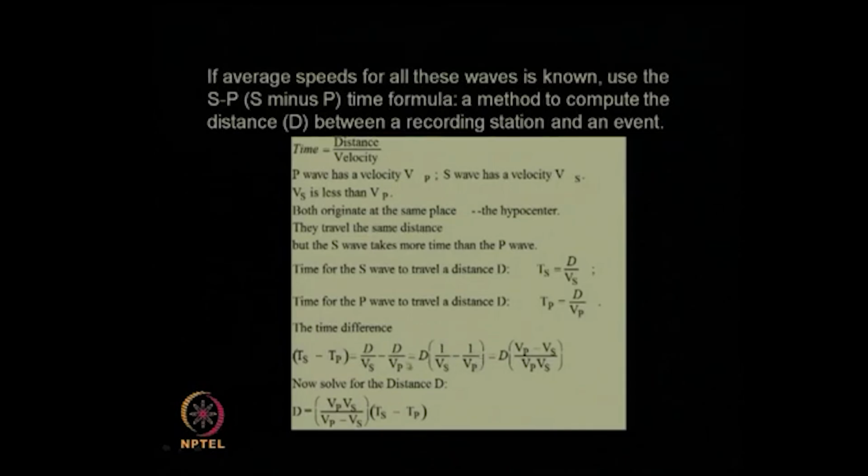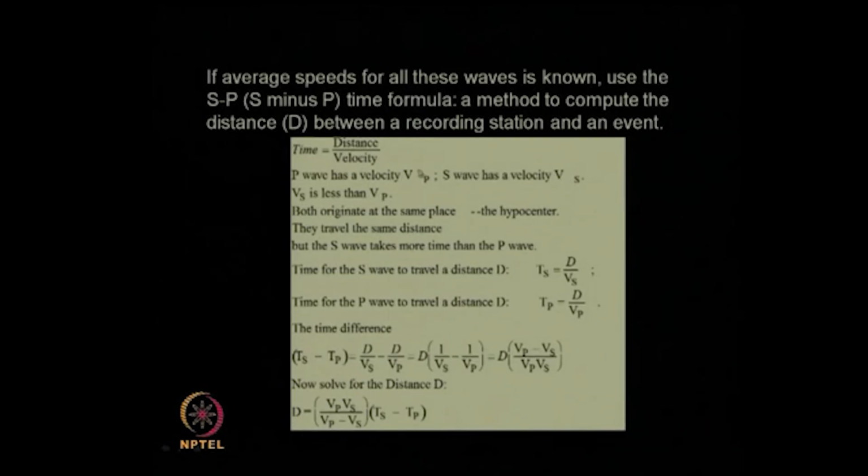Now, if we solve for this d, so that the distance d can be calculated, after solving, d equals Vp Vs by Vp minus Vs into Ts minus Tp. Now, in this case, what are the things known to us? On the right hand side, every parameter is known to us, because Ts is known from our seismograph record, Tp is known from the seismograph record, and Vp and Vs in the crustal level are known. So, we can compute the value of d. This is the way you can find out the typical epicentral distance from a particular seismograph station.